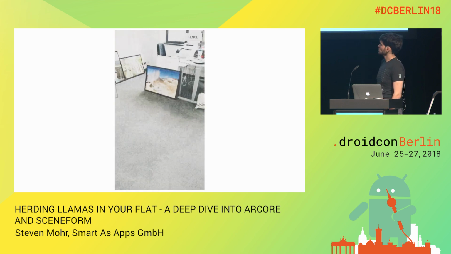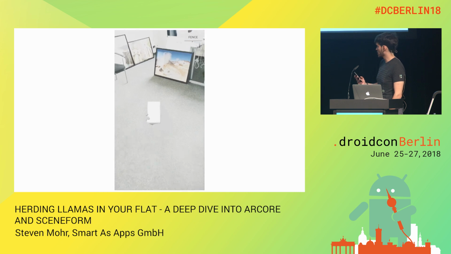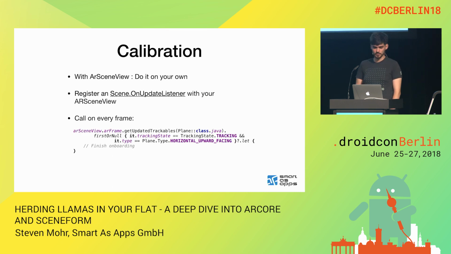If you don't want to use the AR fragment, but you use the AR scene view, then you have to do it on your own. But there's an on-update listener, which is called on every frame, and you just check if a plane was detected that is actually in the tracking state, meaning ARCore is sure that it knows where it is, and that it is upward facing, meaning we want to look for tabletops or for the floor. And as soon as you find one of them, you can stop your animation.